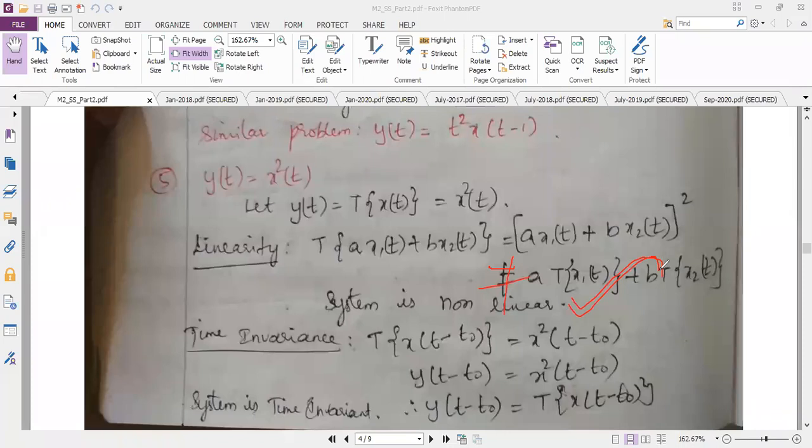I don't know whether the earlier problems followed the non-linear property. Did the earlier problems also have the non-linear property? Can you check? Yes, ma'am. First one we have, ma'am. Okay, first one because of e power, right? E power that came as a product. Okay, very good.